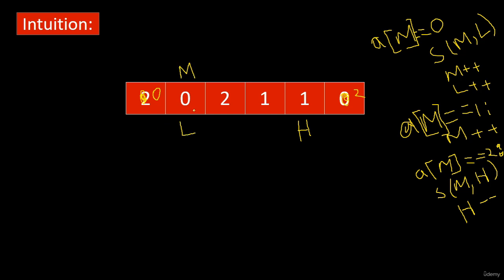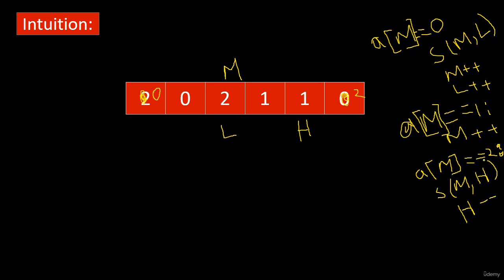Now what are we going to do? We're going to check, does the middle pointer point to the element 0? Yes, we see the middle pointer pointing to the element 0. So we're going to swap middle and low, that is 0, so nothing needs to be done here. We have 0 here already. We're going to move middle to the next and low to the next. So middle points to the element 2 and low points to the element 2. Now we're going to check, does the middle pointer point to the element 0? No. Does the middle pointer point to the element 1? No.